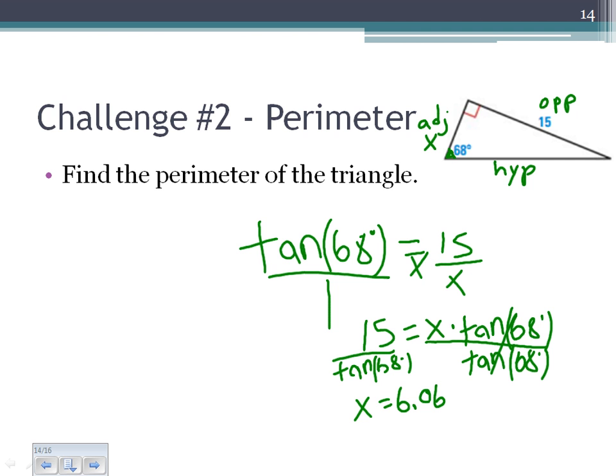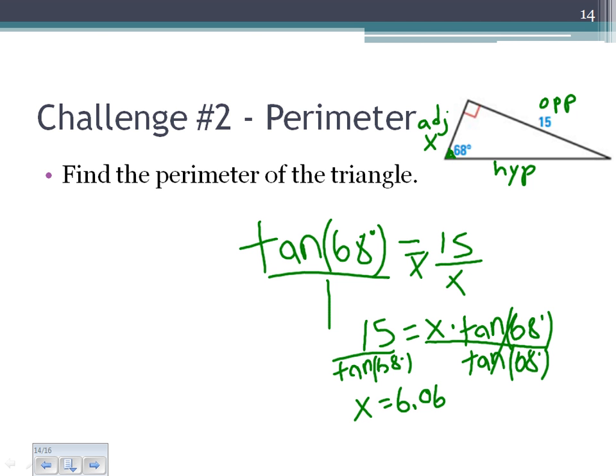So Luis did this. Tangent of 68 is equal to the opposite over the adjacent, so 15 over x. Then he cross multiplied. You got 15 is equal to x times tangent of 68, but you wanted the x by itself, so we divided both sides by tangent of 68.